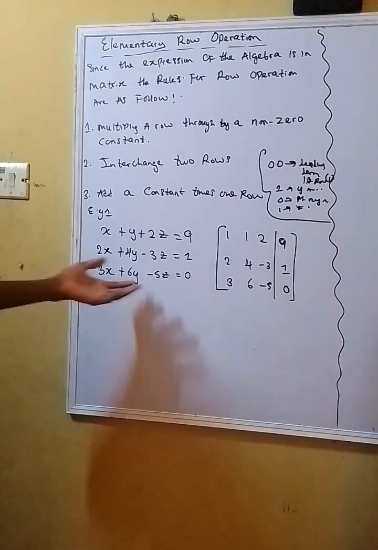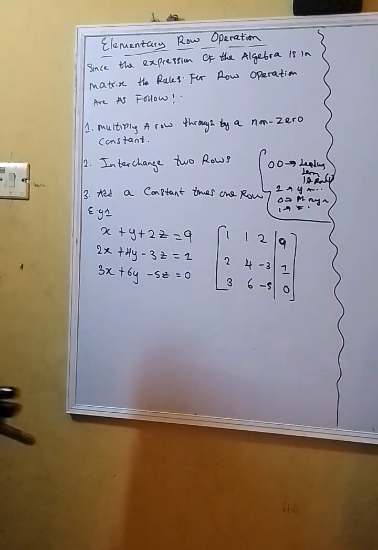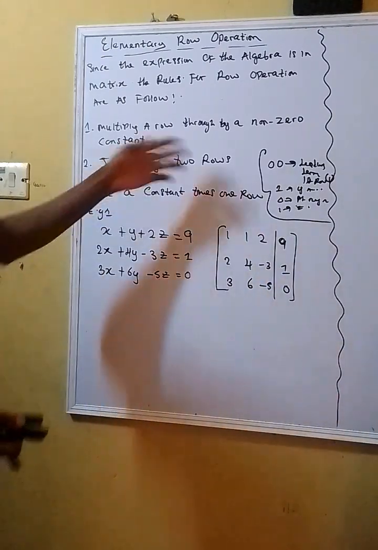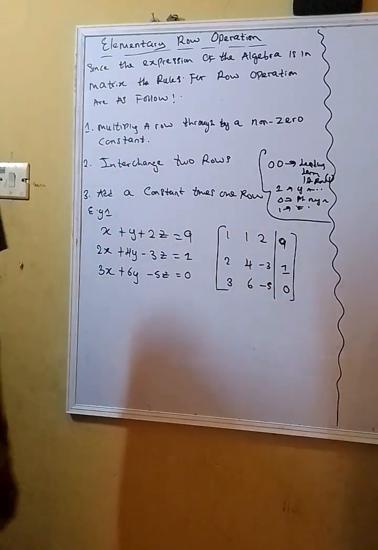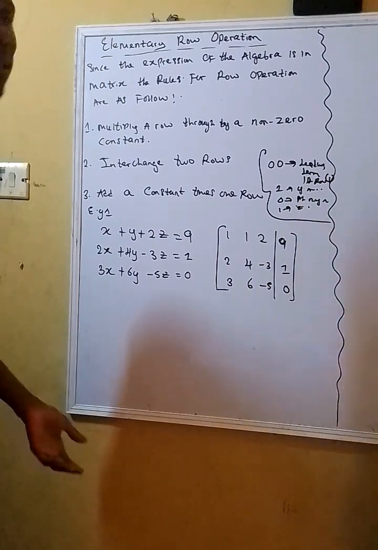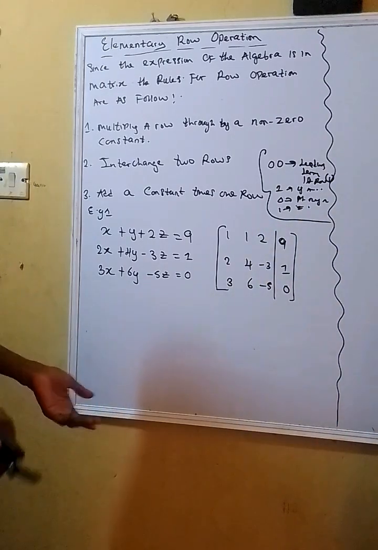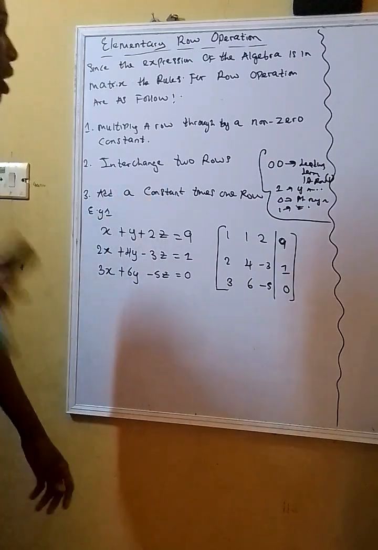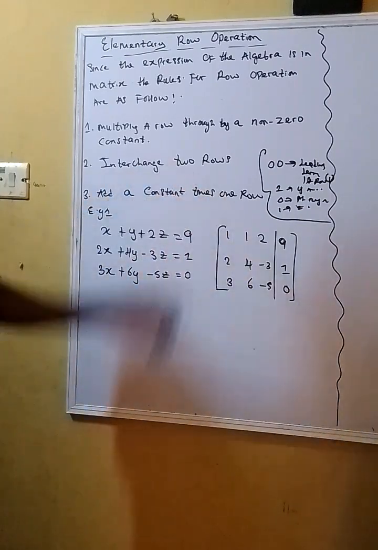Since we know that the equation can be written in augmented matrix form, like this part, the first thing you can do is multiply a row by a non-zero constant. That is, you can have minus 2 times row 1, minus 3 times row 2, 2 times row 1, anything you want to do there. And you can also interchange two rows. Now, I will tell you why interchanging two rows is actually important.